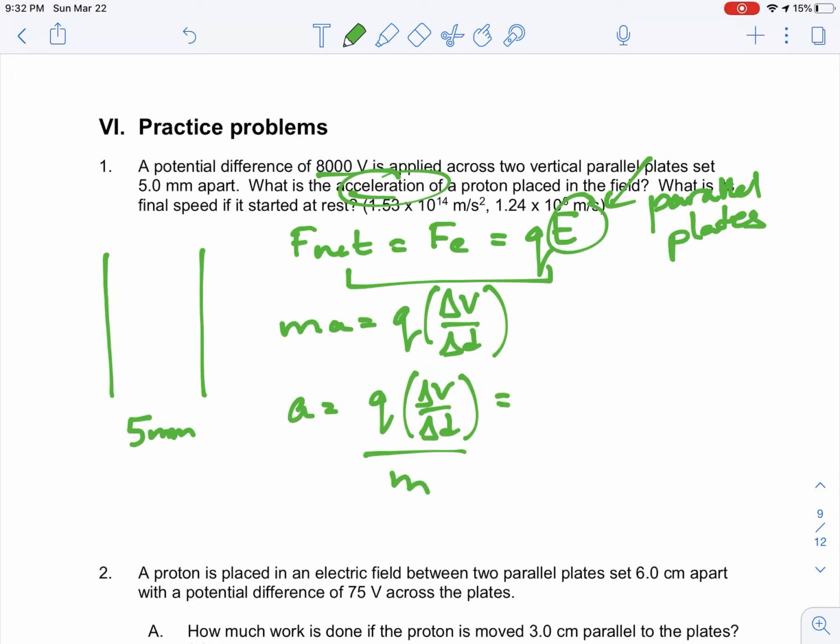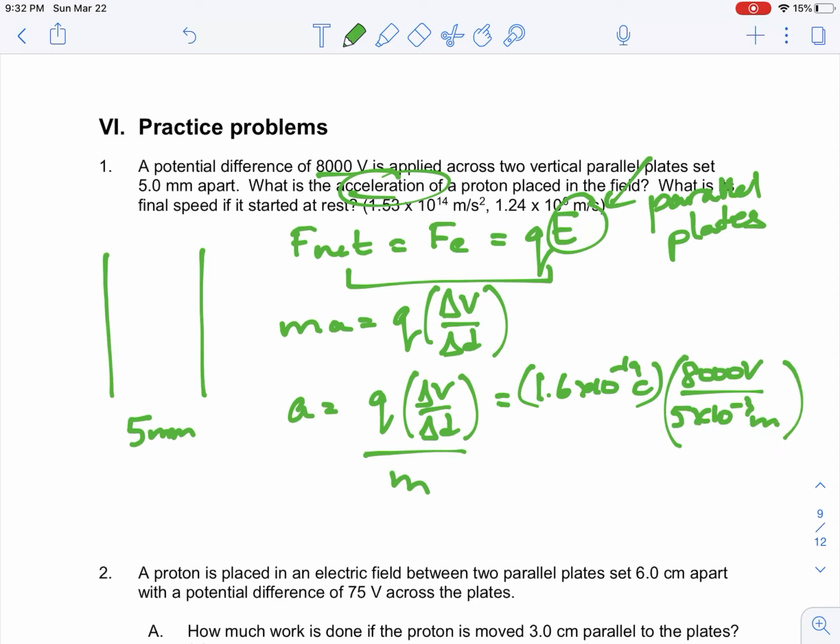Again, don't just sit there. You do this. So find these charges on your formula sheet. The charge of a proton is just your basic elementary charge. Your potential difference was given, 8,000 volts. Distance was given, 5 times 10 to the negative 3 meters. And your mass of a proton, this is on your formula sheet, 1.67 times 10 to the negative 27. Okay. And I'm going to punch all that out.